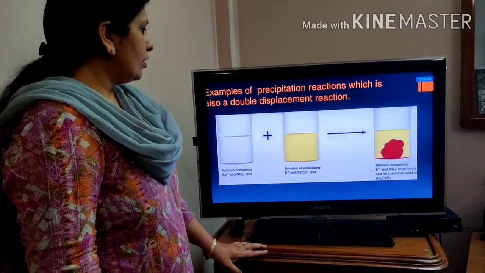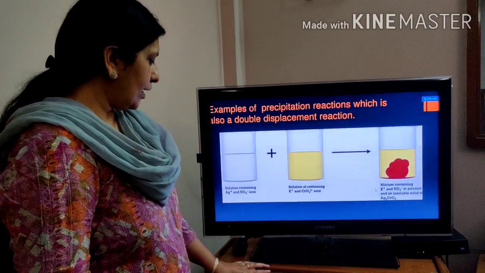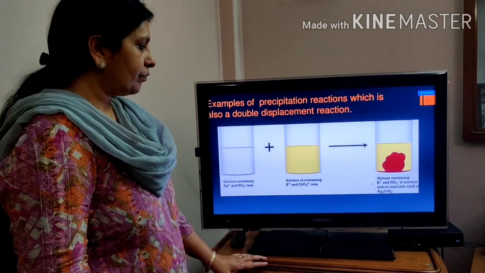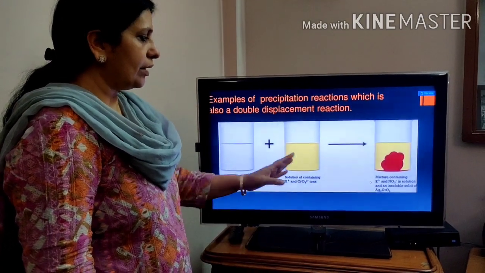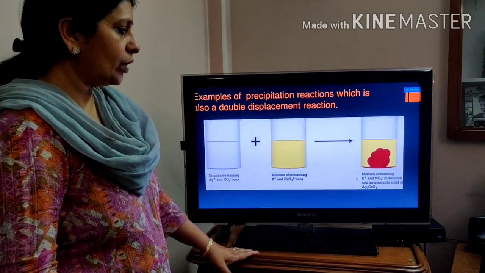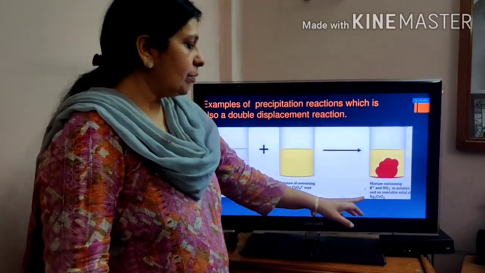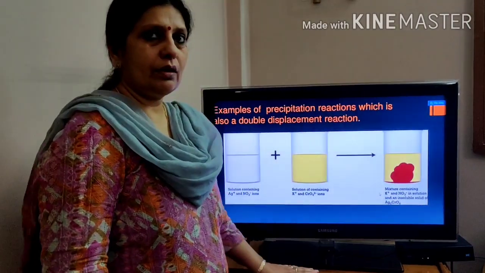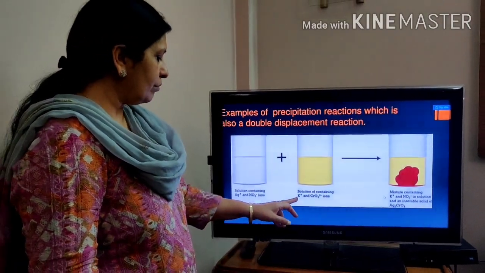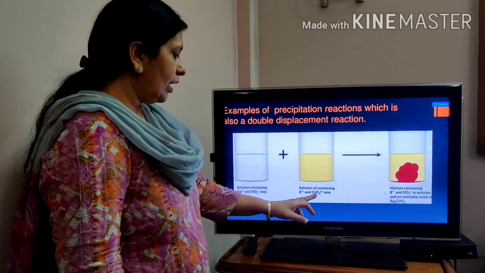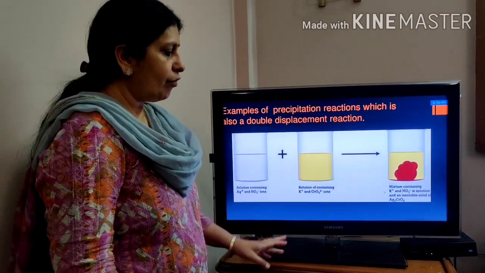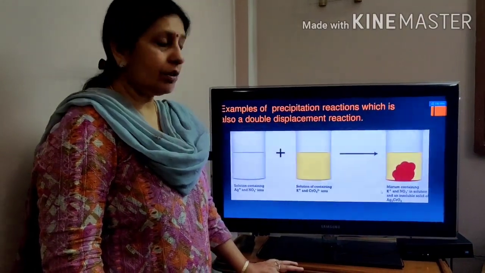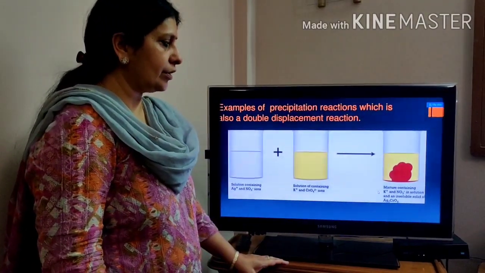An example of a precipitation reaction, which is also a double displacement reaction, is the reaction between silver nitrate and potassium chromate. We take these two solutions and mix them. After some time, we notice that a precipitate of silver chromate is formed in the solution of potassium nitrate. That is, potassium combines with nitrate and chromate ions combine with silver, forming silver chromate, which is obtained as a solid precipitate, and potassium nitrate remains in solution.